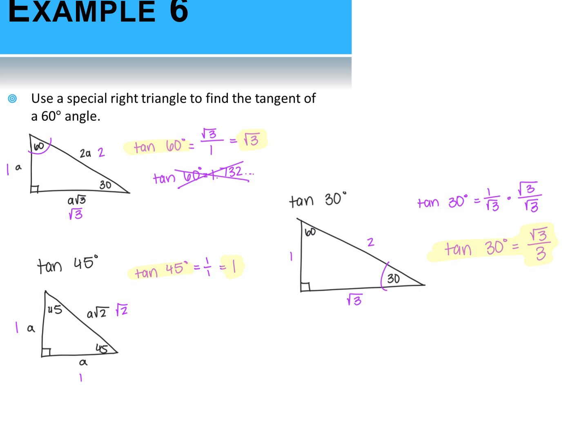Okay, on your homework, the last, I think, 3 questions are practice. So please make sure you guys practice those. Do you have any questions on these? For example, number 6, special right triangles.